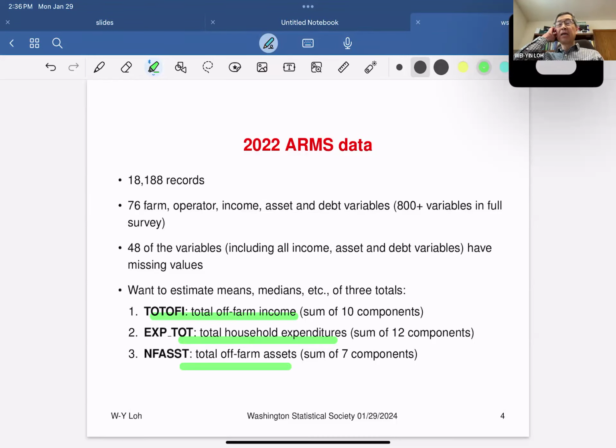And so they try to impute the missing totals, but they don't use the components that are non-missing. So there's a great loss of data that are not used.